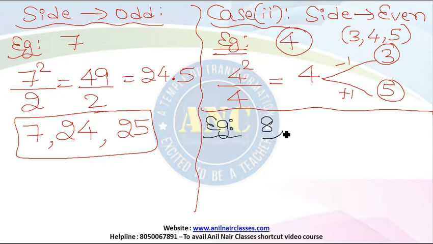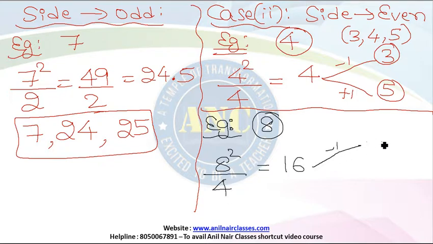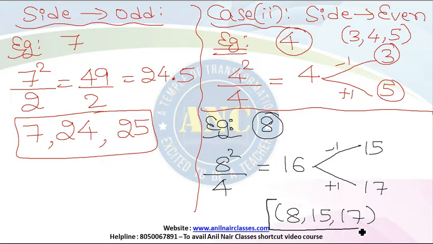Suppose I have one of the numbers in the Pythagorean triplet as 8. 8 squared divided by 4. 64 divided by 4 is 16. Subtract 1, it becomes 15. Add 1, it becomes 17. That means 8, 15, 17 form a Pythagorean triplet.